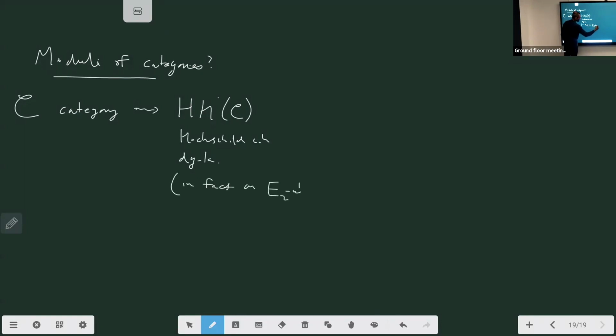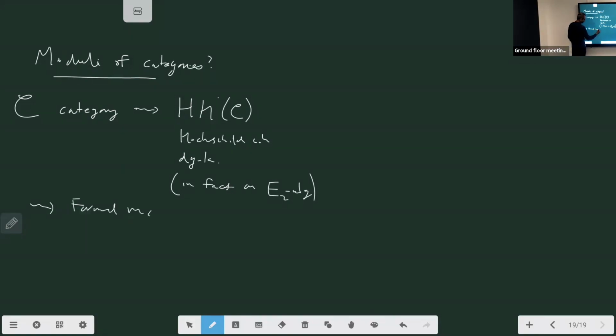And what is an E2 algebra? An E2 algebra is basically a locally constant factorization algebra. It's a structure you would find in the observables in a two-dimensional topological field theory. So this DGLA gives rise to a formal moduli problem, MC of HH(C).